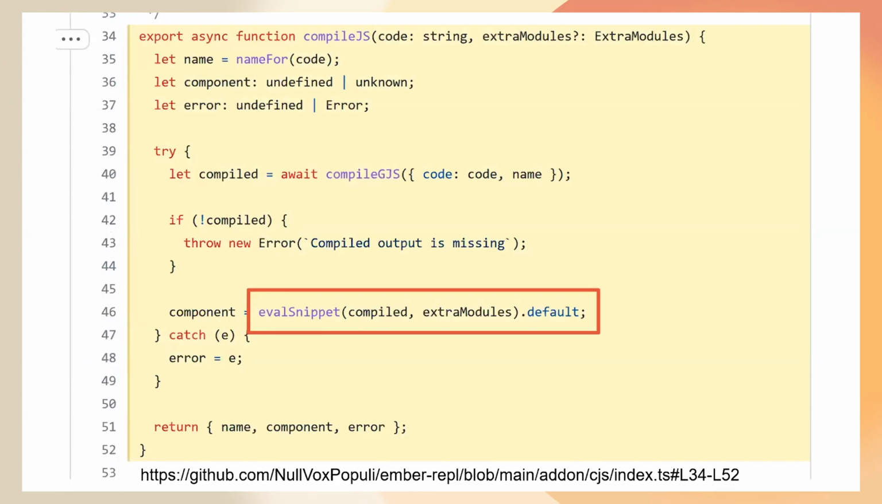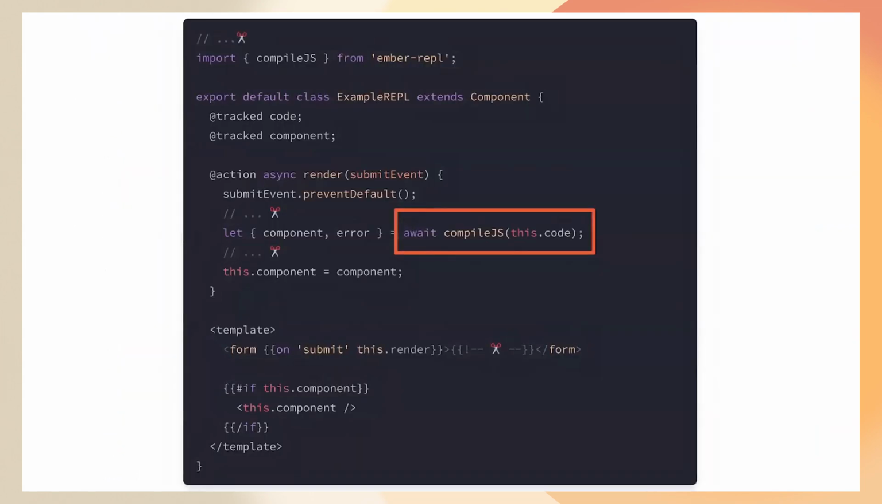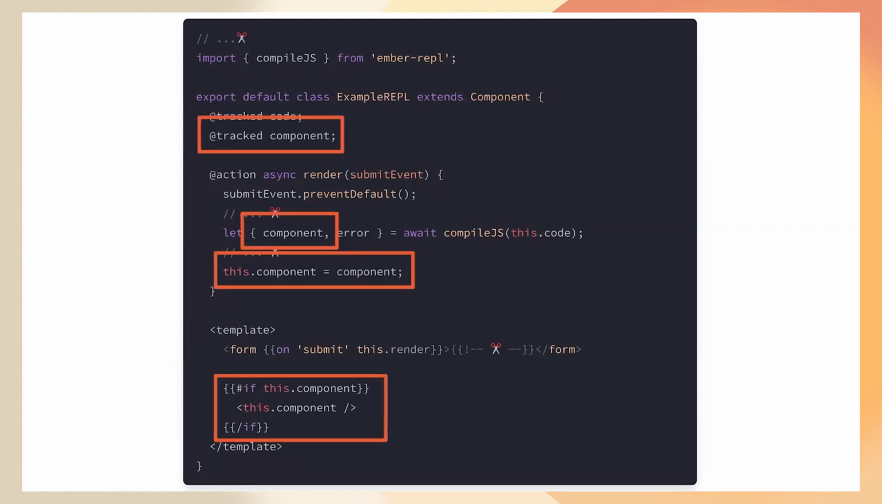So now back to compile.js. We can now follow the return and back to the actual code in the app. And if we have a component returned, which we may not if there was an error, we can assign the component and then render the new component in the template just at the bottom part there.